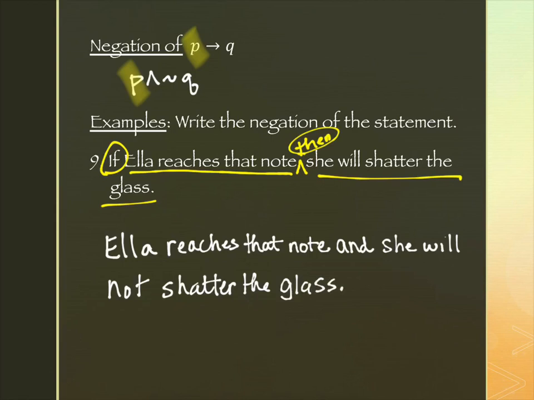Sometimes you'll see verbs changed a little bit. Like you could maybe look at it like it was a past tense thing and say Ella reaches that note and she did not shatter the glass. So don't be too concerned about the verbs changing from present to past tense. That's an okay thing to do. Yes, ma'am. Anytime you're gonna negate an if-then statement, will it always be and? Yes, it will always be and. Correct.